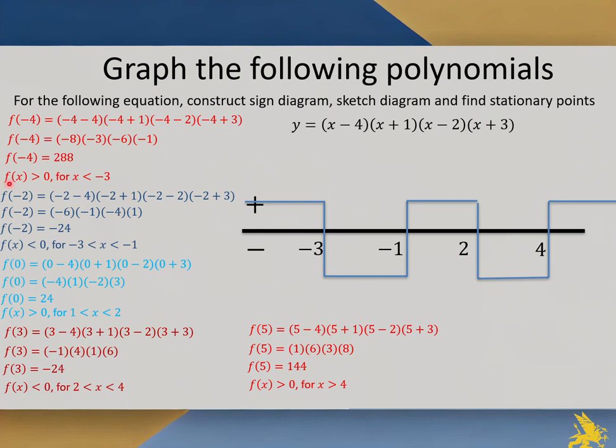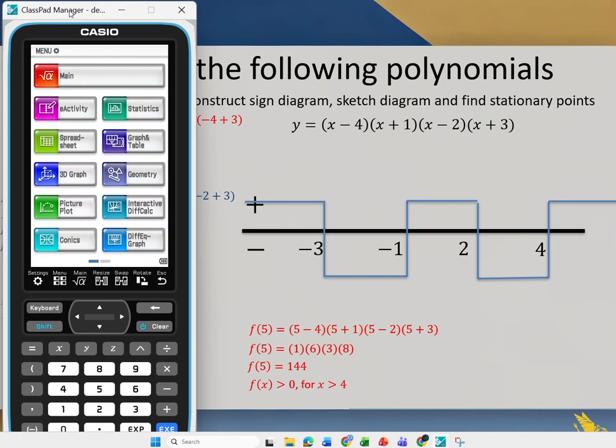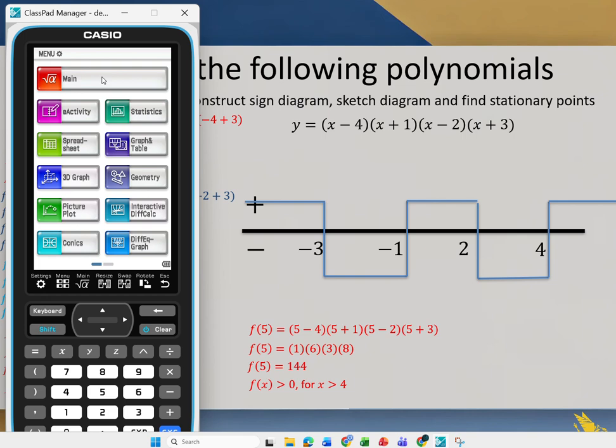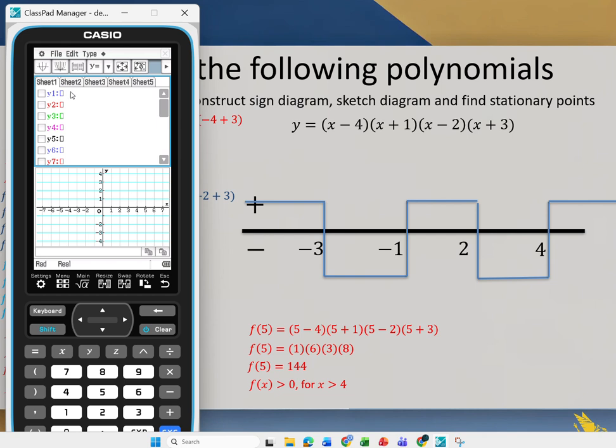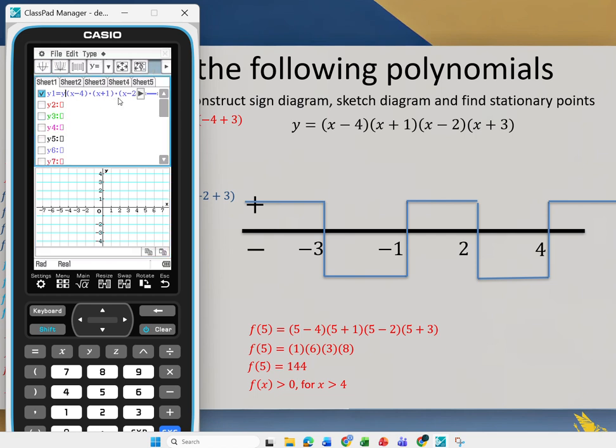Now let's have a look at how we can do this on our calculator. I wish I could minimize it slightly so you could see everything. Apologies. The first thing I'm going to do is go into graphs, and I'm just going to type it in. So x minus 4, x plus 1, x minus 2, and x plus 3. Just be careful. If you put y equals, it's not going to work. It'll come up with an error. It's already got the y1 there, so we don't need that.